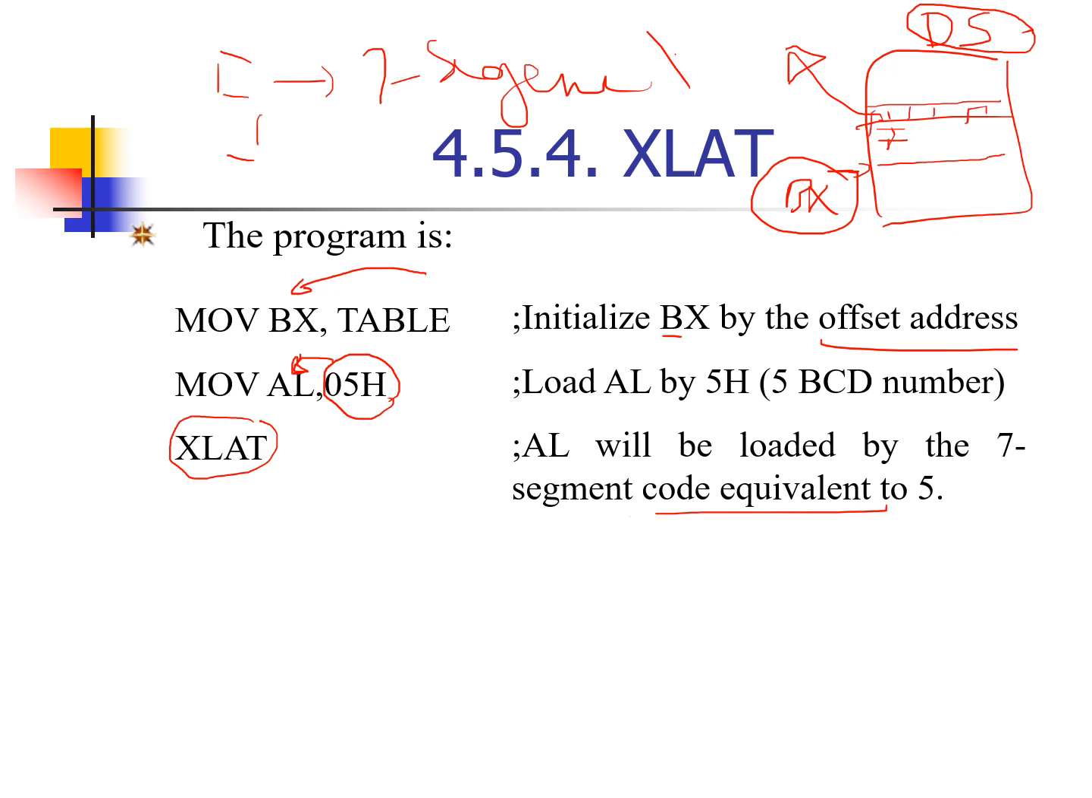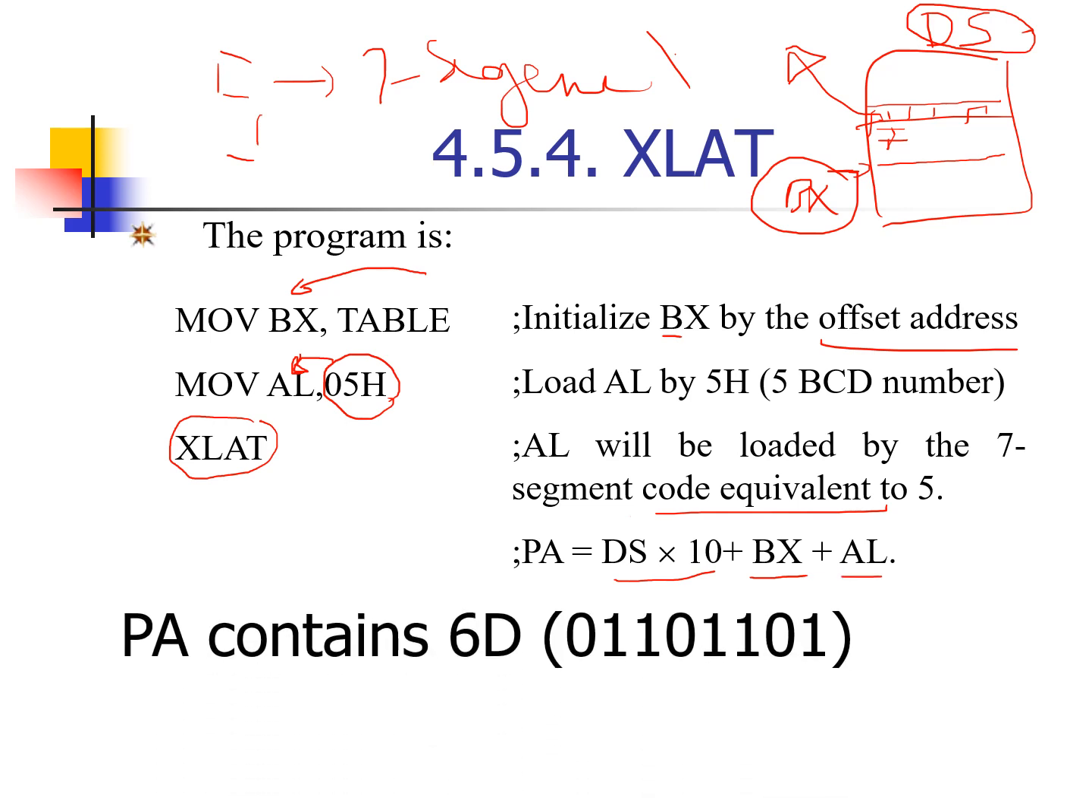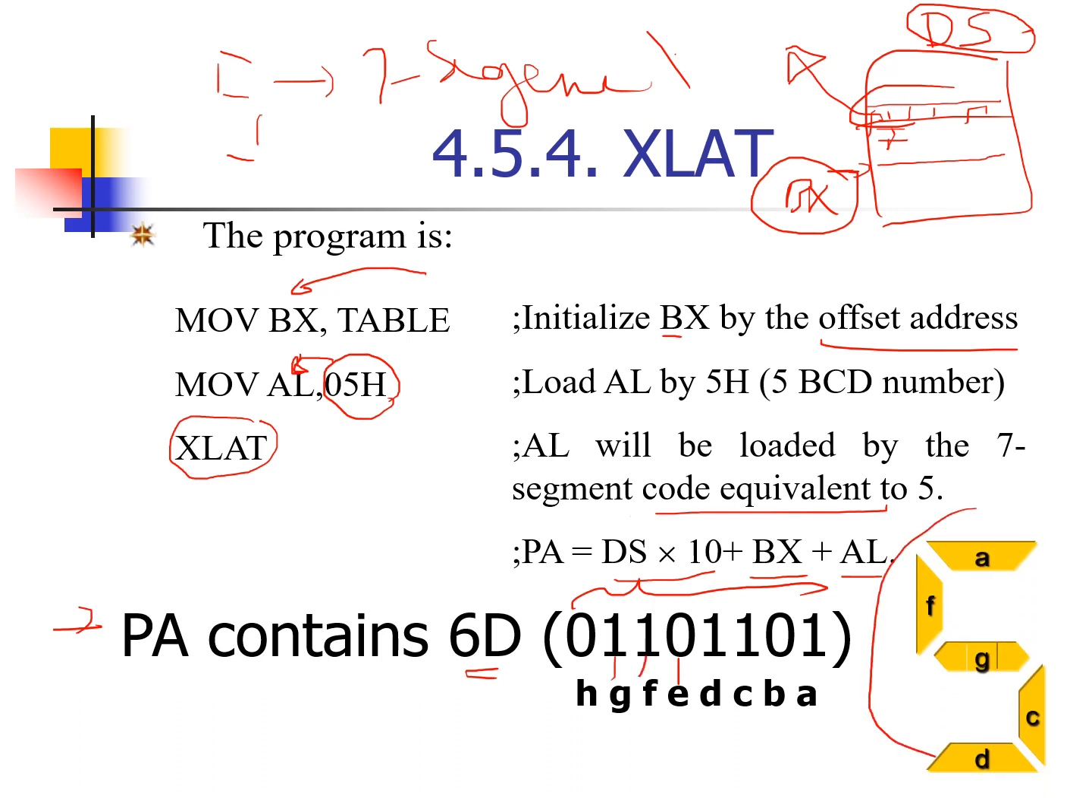This is the byte equivalent to 5. And this is the physical address, DS times 10, add to it BX, add to it whatever value is inside your AL. If you went to this memory location, you will find this data stored, hexadecimal 6D and binary as such. So if you send this to a 7-segment display, this is your LED A, B, C, D, E, F. So your A will be turned on, B off, C on, D on, E off, and so on. Finally, you will get this number displayed on your 7-segment display, which is 5. The same number is stored in your AL.